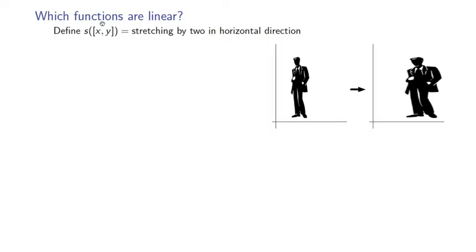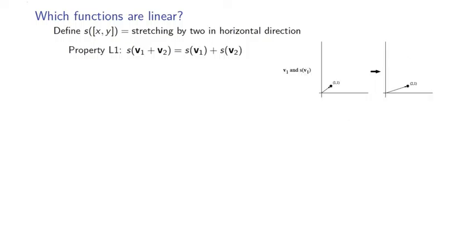Now that we know that the functions that can be represented by matrix vector multiplication are linear functions, let's go back and look at some of our examples. Our first example was stretching by 2 in the horizontal direction. Property L2 of linear functions would require that s(v1 + v2) equals s(v1) + s(v2). Is that true for stretching by 2 in the horizontal direction?